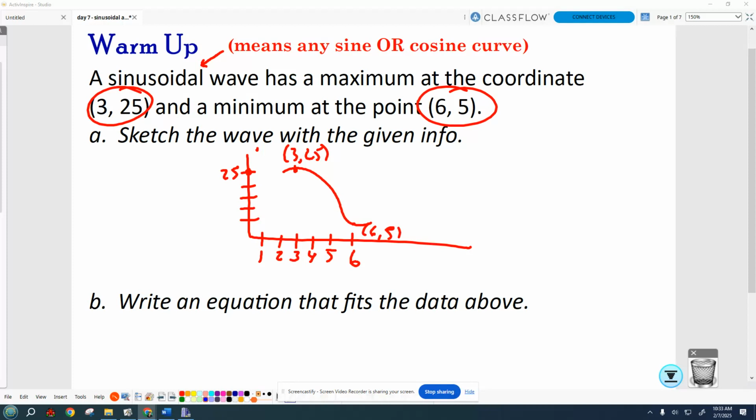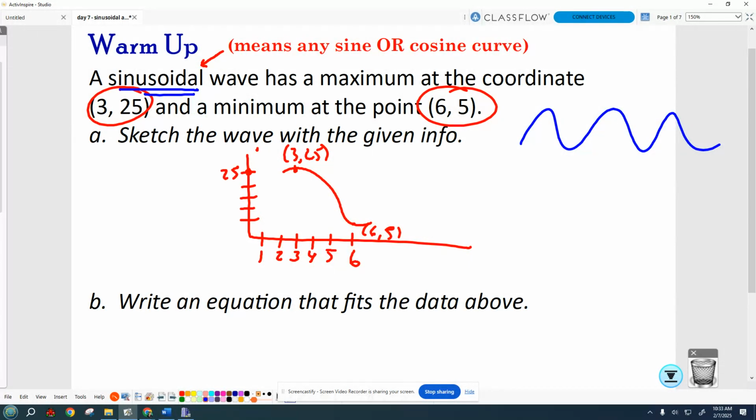Okay, so first of all, I want to explain this weird word, sinusoidal. That means write an equation for something that behaves like a sine curve. It includes cosine curves. Just like women are part of mankind, cosine curves are also sinusoidal curves.